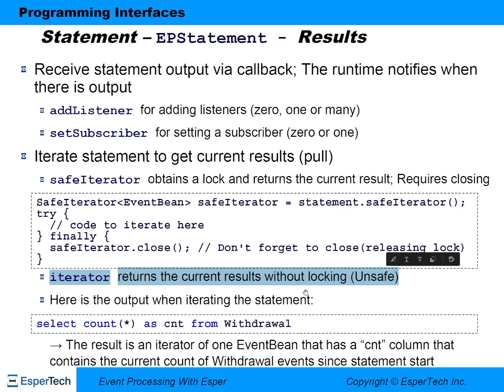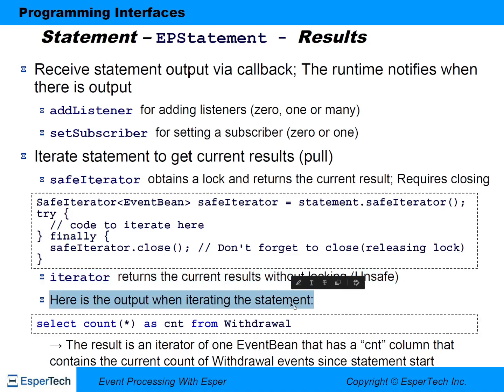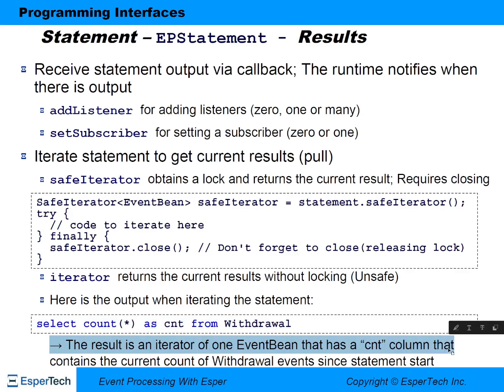Here is the output when iterating the statement. select count(*) as cnt from Withdrawal. The result is an iterator of one event bean that has a cnt column that contains the current count of withdrawal events since statement start.